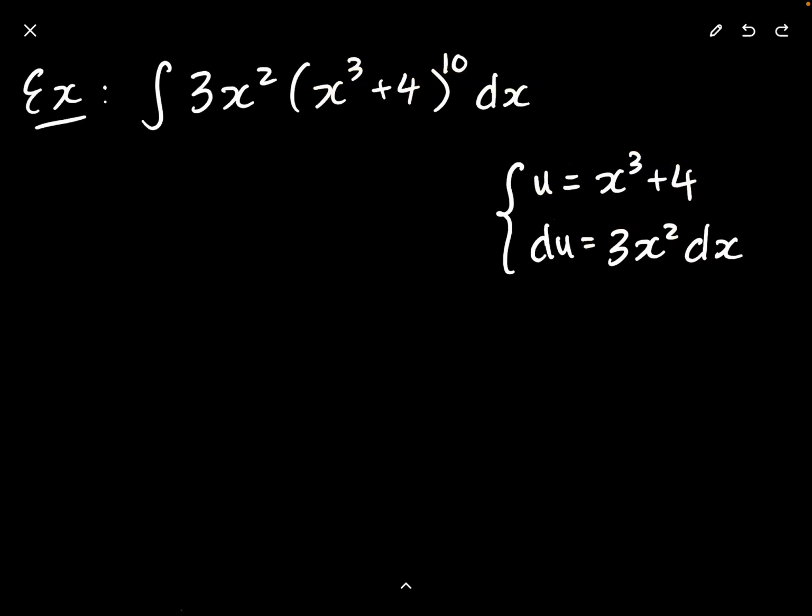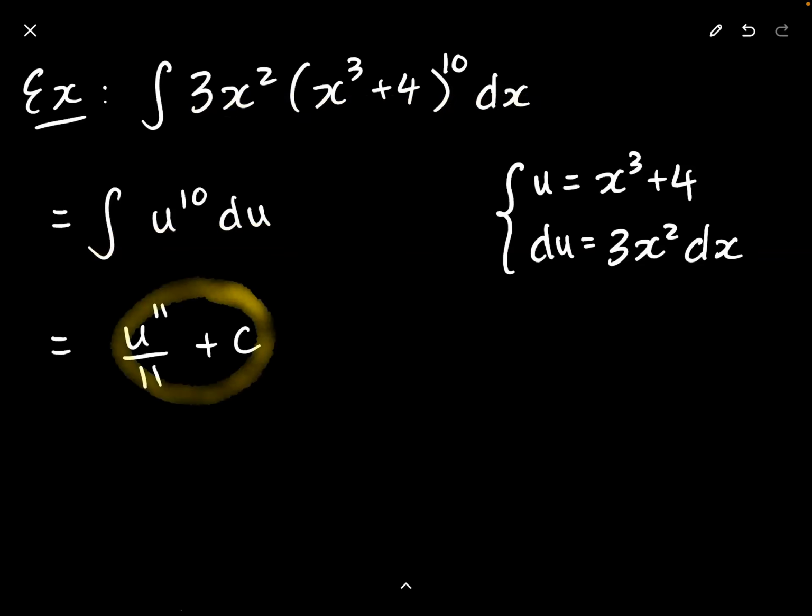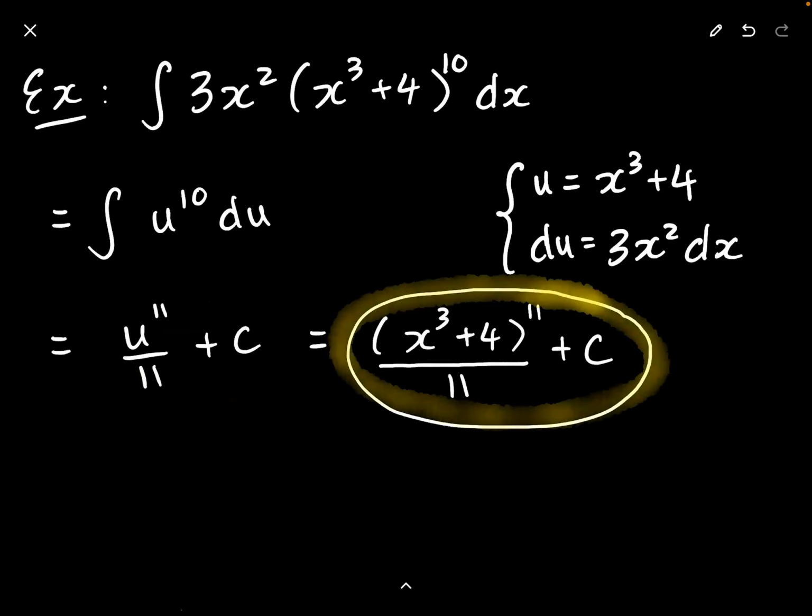So when we make our substitution, we will replace x cubed plus 4 with u, and we will replace 3x squared dx with du. Using the substitution, we went from this complicated integral in x to a basic integral in u. Now we have the integral of u to the 10 with respect to u. The antiderivative of u to the 10 will be u to the 11 over 11 plus c. Next we can put it back in x. So here the antiderivative is (x cubed plus 4) to the 11 over 11 plus c.